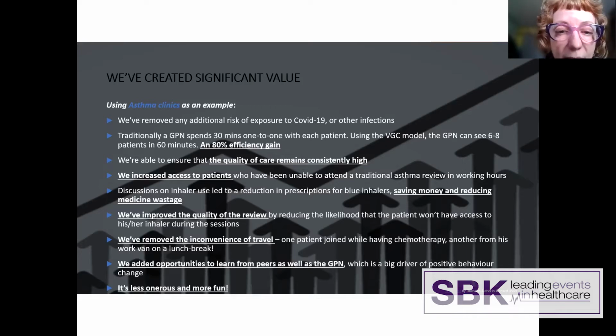And we could share inhaler techniques. Actually that was one of the biggest things that people learned, inhaler technique from other patients, because as we all know, you can tell a patient until you're blue in the face about things, and very often they take a small amount of notice, but if they hear it from another patient, it just seems to make so much more of a difference. So we think by that we did improve the quality of the review.